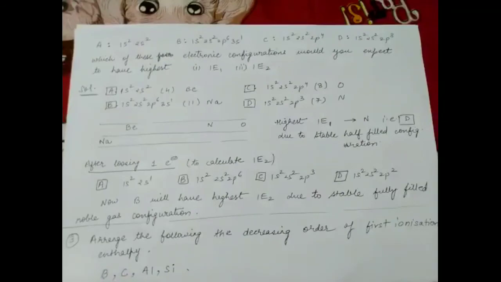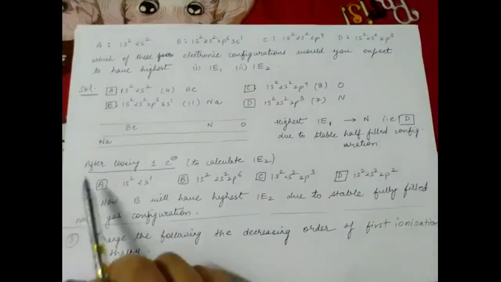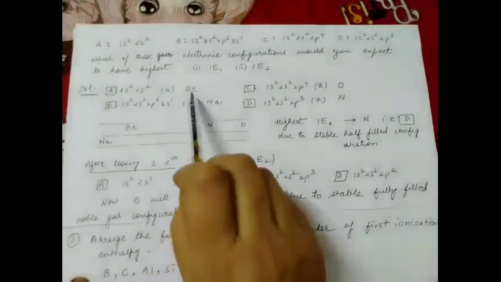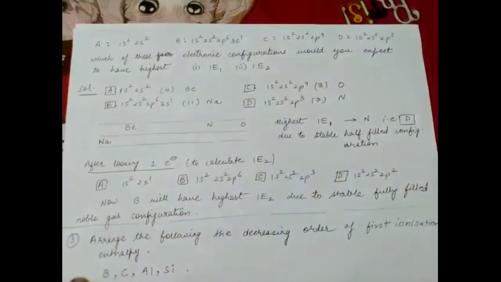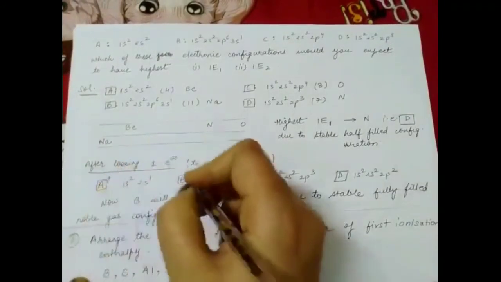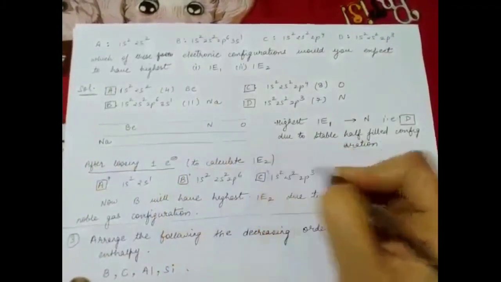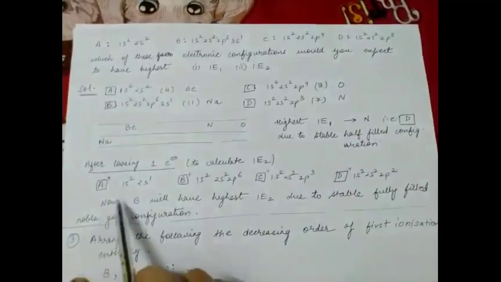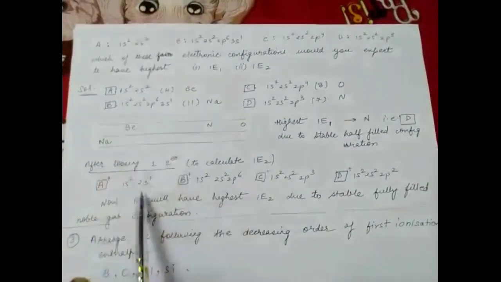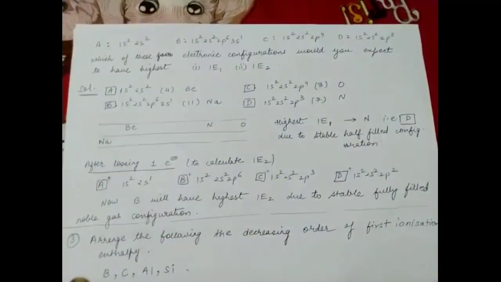Now highest IE2. How to solve the second part of this question? After losing 1 electron, suppose I have removed one electron from all these 4. The configurations will change. Now A will be 1s2, 2s1. Now all these have acquired +1 charge, so it is A plus, B plus, C plus and D plus. So A plus is 1s2, 2s1, as 1 electron is removed. And whenever you are removing an electron, it is removed from the outermost orbital.